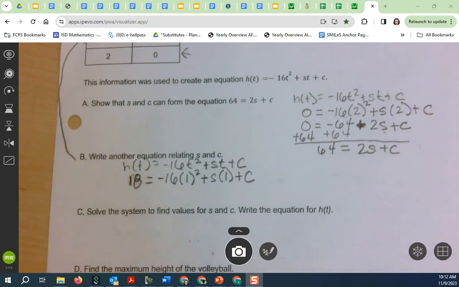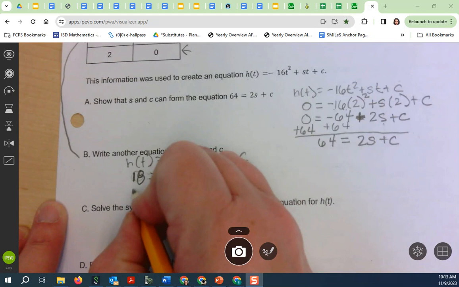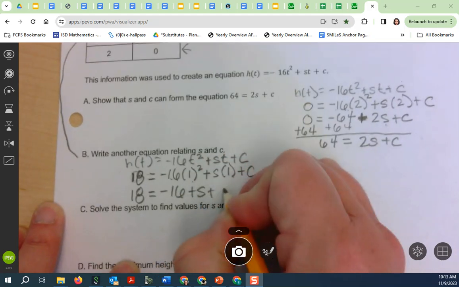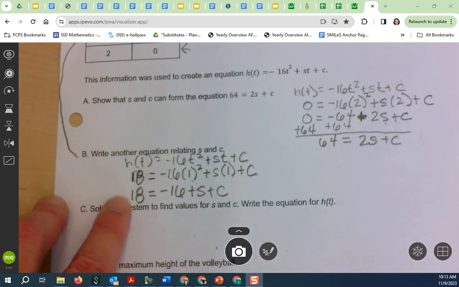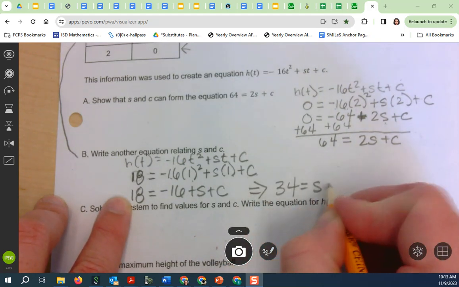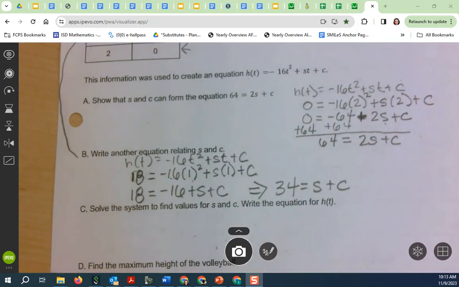Notice h of t, it doesn't mean h times t. H of t is just the height, and it's just 18. All right, so this is easy. This is negative 16, this is s, this is c, so I have 18 equals negative 16 plus s plus c, and I can add that 16 to combine it over here with the 18 and get 34. So I get 34 equals s plus c. So I use the values from the table to substitute in.